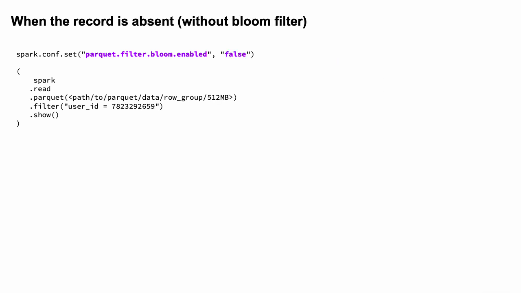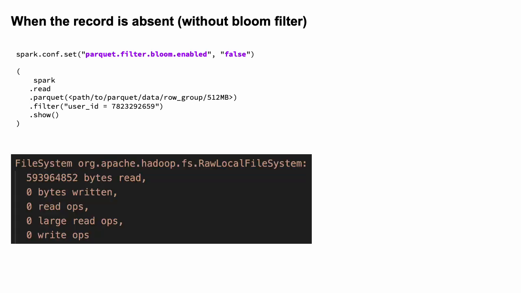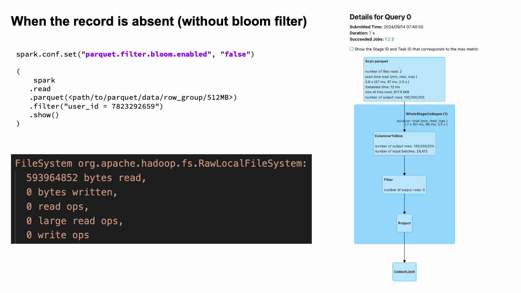However, if the value which you are trying to search for does not happen to be present across any of the row groups, this is where the Bloom filter shines the most. If we disable the Bloom filter and run the experiment for a user ID which does not exist, we end up scanning all the data, materializing all the rows. It took 7 seconds, very similar to before.